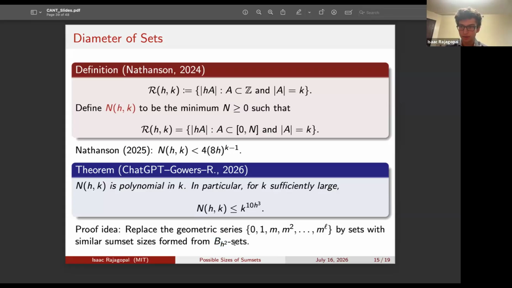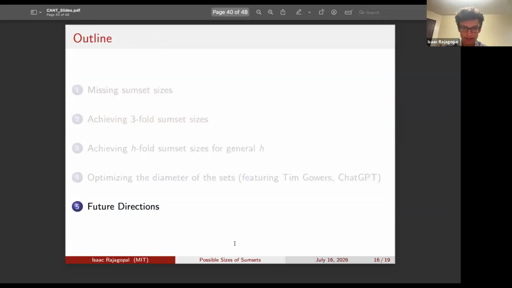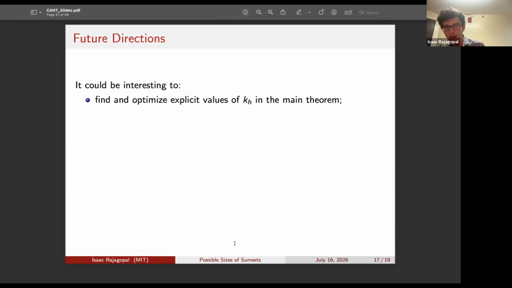Okay, so with my last couple minutes, I want to get into some future directions. One thing is you can optimize k_h, which is how big k has to be so that the main theorem holds. Another thing is you can study R of hk when h is bigger than k. I know that Mel has done a lot of work on this, as have O'Bryant, Sanger, and many other people. But it's much more complicated because R of hk doesn't look like a whole interval when h is getting large.